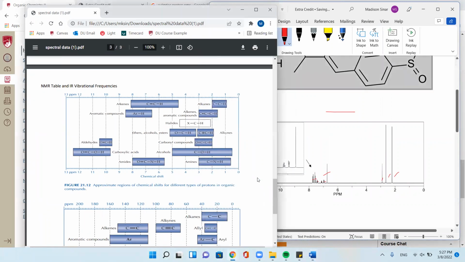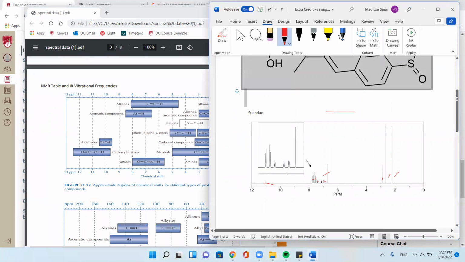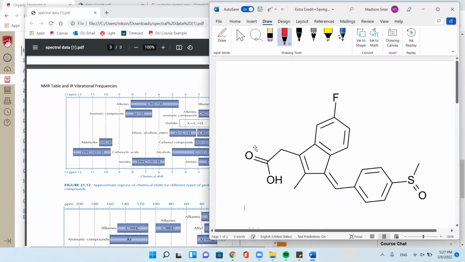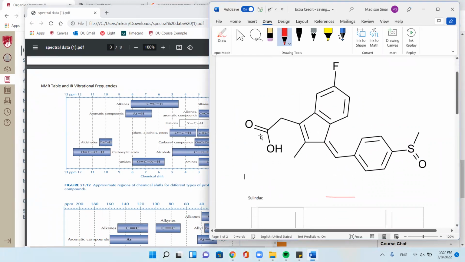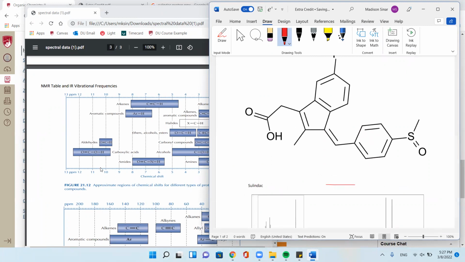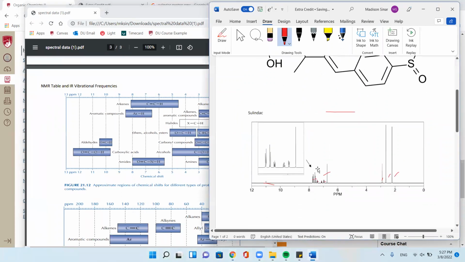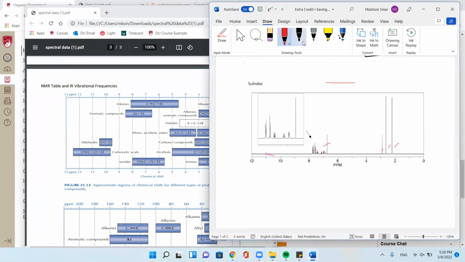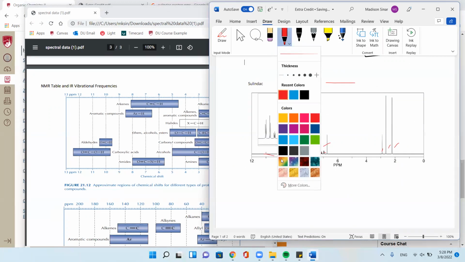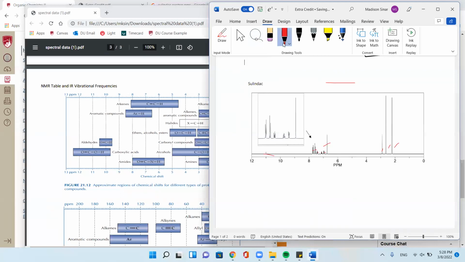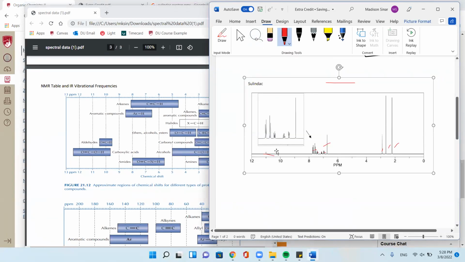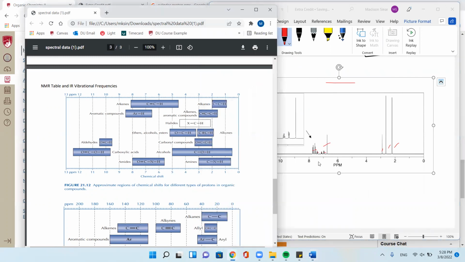First of all, we know we have our structure, so we can look at our structure. We know we have a carboxylic acid. So if we look over here, we see that carboxylic acids tend to occur around 10 to 11 ppm. And look, we see that right there. That is our carboxylic acid. So perfect. We know that that one does end up being our carboxylic acid. So we can mark that one off.